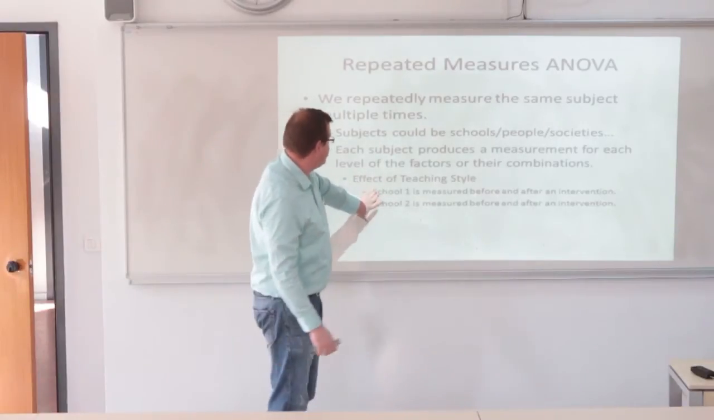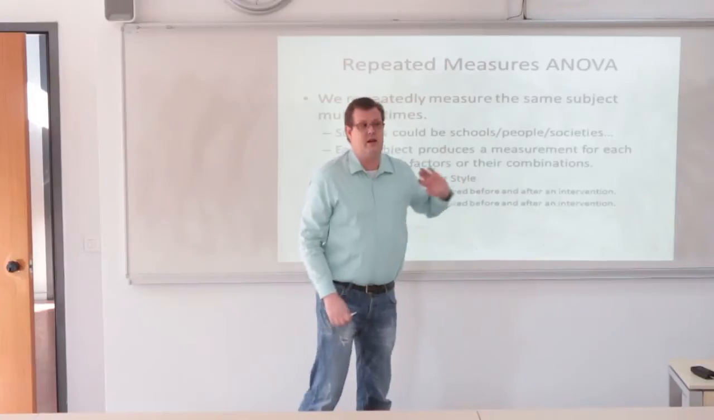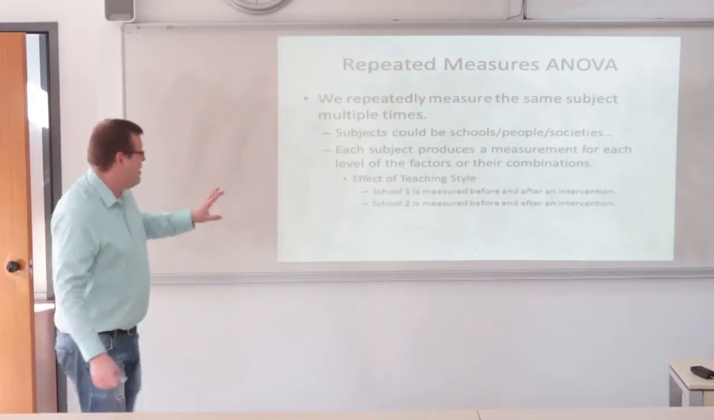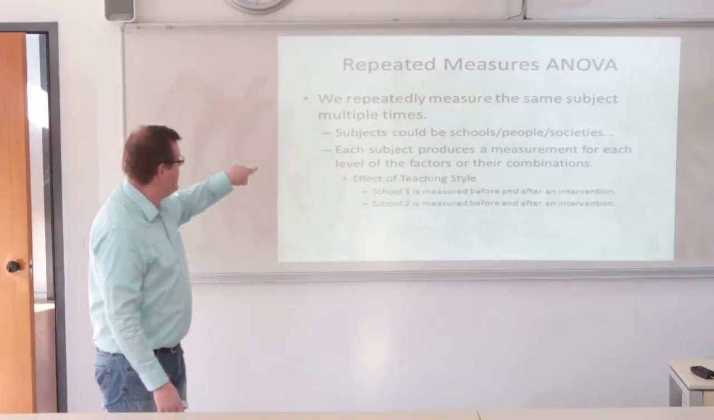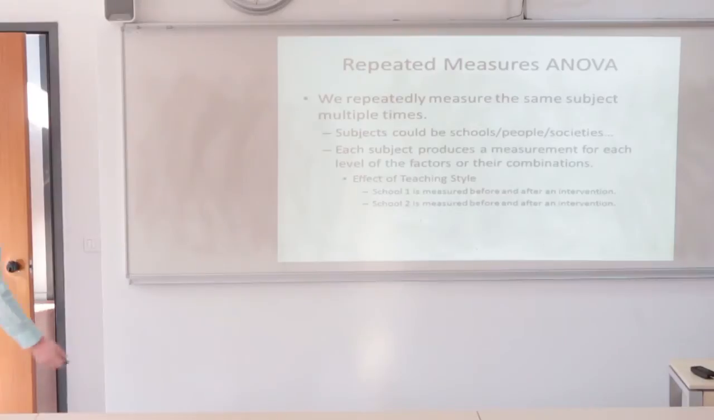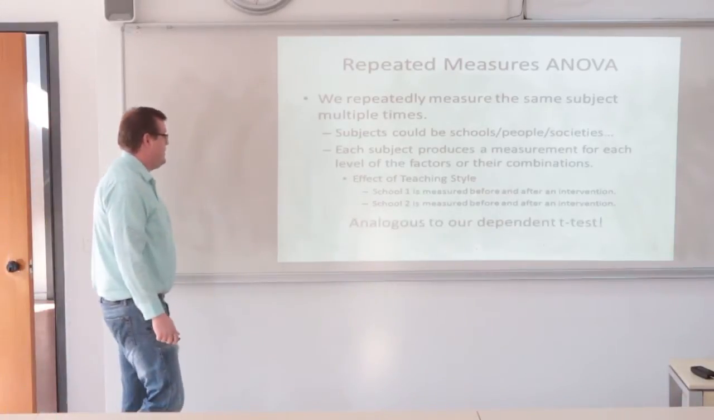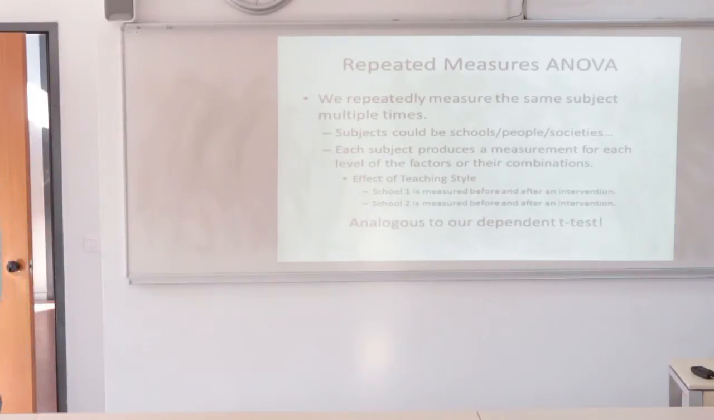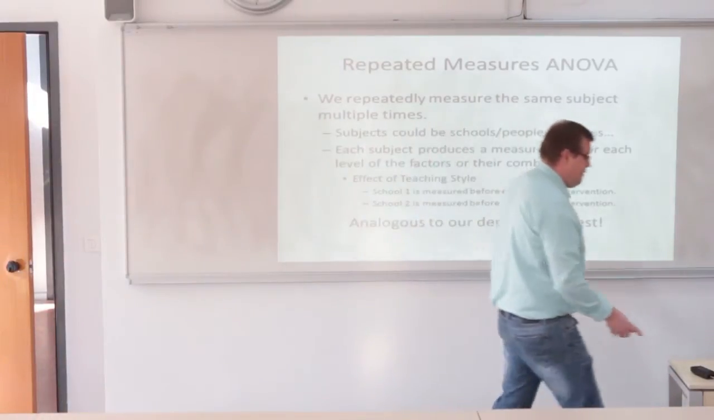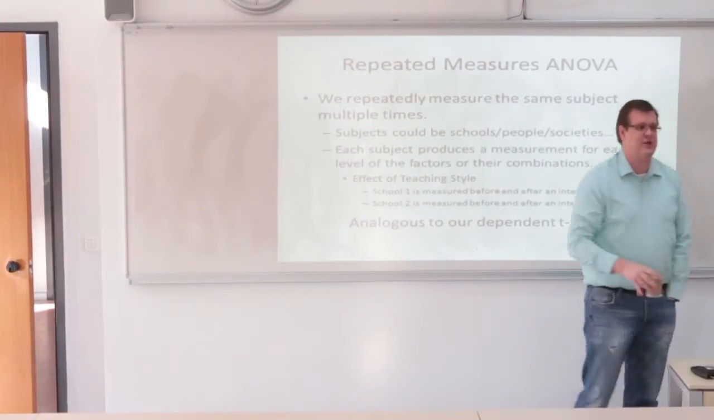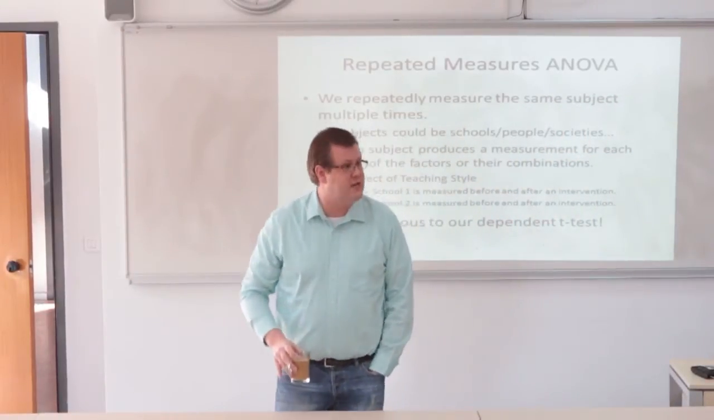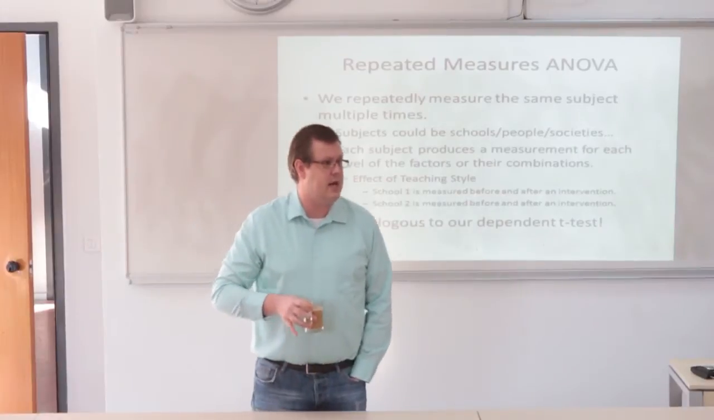You can imagine that you measure school one without an intervention and school two with an intervention, right? But here, we're measuring both school one and two before and after some intervention. So we're getting multiple measures of whatever the dependent variable is. But this is analogous to our dependent t-test. So earlier, you asked, haven't we done this before? And I asked, in what situation? The reason I asked is because we did do this before when we had a paired t-test, right?